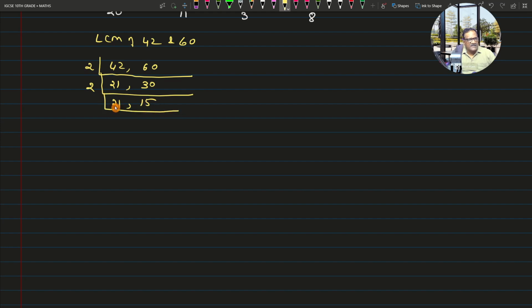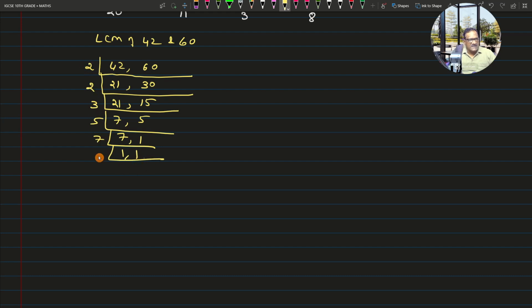Right? Now I can see that 21 and 15 both are not divisible by 2. So I'll go to 3. Now 3 into 7 is 21, and 3 into 5 is 15, right? Now after 3, this 7 and 5 doesn't go by 3, so I'll go to 5. So 5, 7 will not be divisible by 5, so I'll write 7 itself, and this 5 will be divisible by 5. So 5 ones are 5, right? Now the last remaining is 7, so I'll take a 7 over here, and 7 ones are 7, and this one I'm going to write as it is.